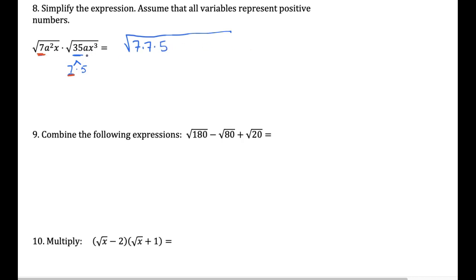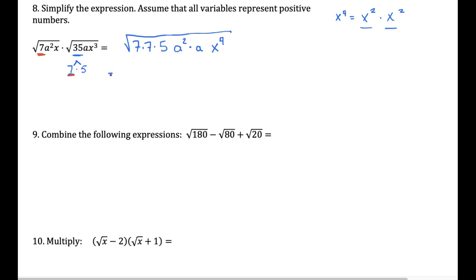Now I've got a squared times a. So I'm going to leave the a squared separate from the a because when I take the square root of a square, I know it's going to come out. All right, and then I've got x times x cubed. Well, neither one of those are square rootable easily, so I'm going to put them together. x to the 1 times x to the 3 is x to the 4th. And remember that x to the 4th is just x squared times x squared. That means we have 2 of them. Okay, so when we take the square root of it, we're going to get one of them.